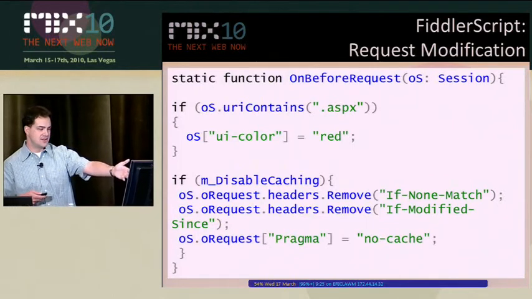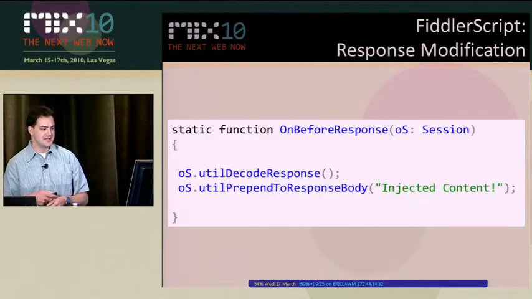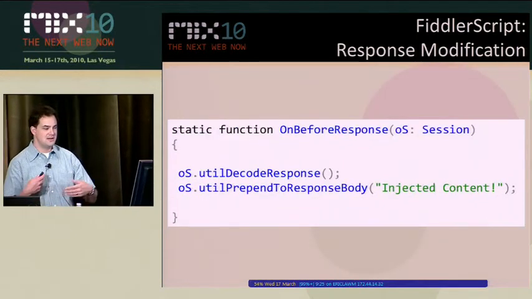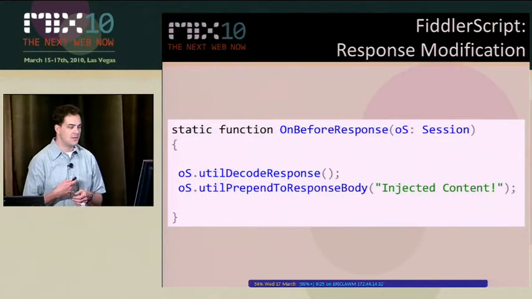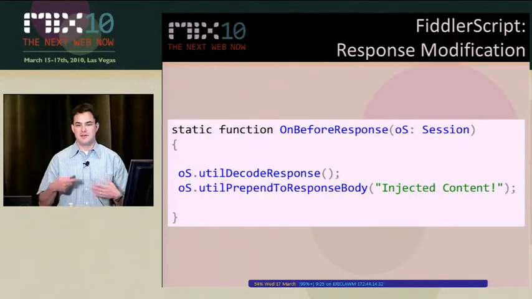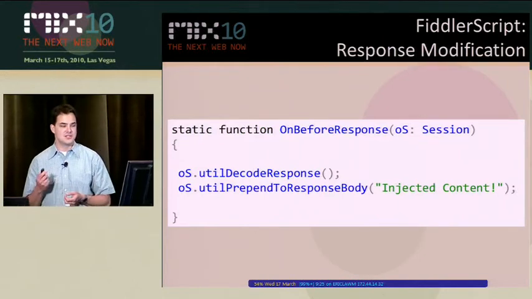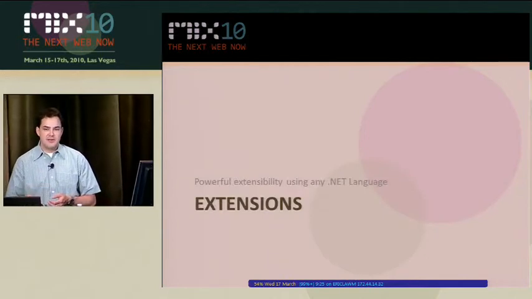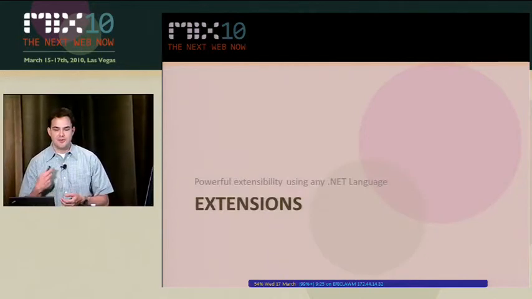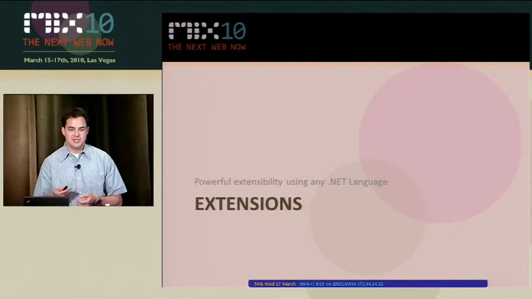And in this case, I also say, hey, remove any caching headers that are present. You can do the same thing for the response. You can decode the response, remove any HTTP compression, and then prepend to the top of the response body, hey, I injected this, which is useful. The extensibility feature allows you to write any C# or VB.NET or any .NET language extensions that extend Fiddler.